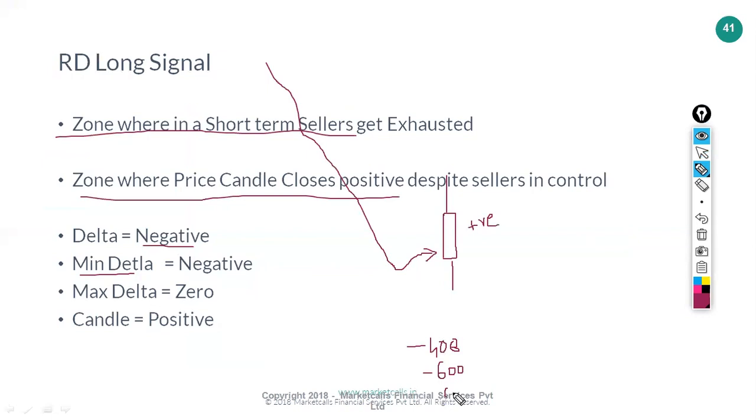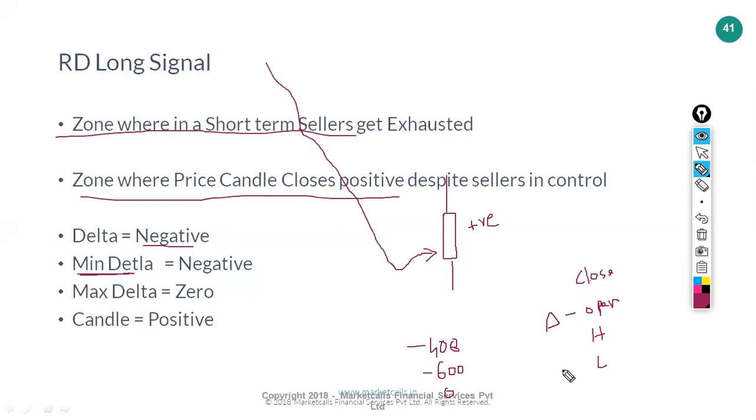So if you want to understand minimum delta and maximum delta: for any bar, delta will have an opening value and a closing value, and it has a high and a low. That delta low is called the minimum delta, and that delta high is called the max delta.